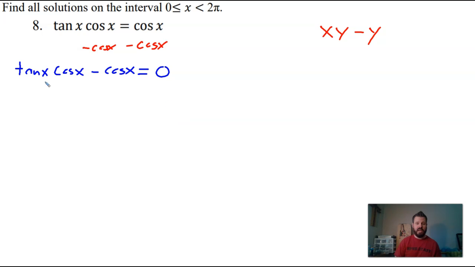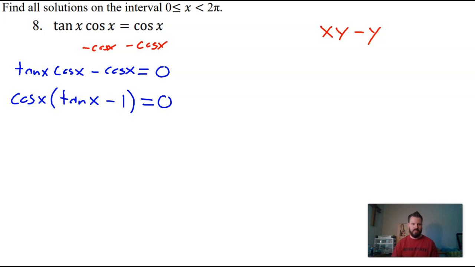So what can I factor out here? Well, that's a cosine x. I can rewrite this as cosine x times the quantity tangent x minus 1 equals 0. And if I ever want to make sure my factoring worked, I'll just distribute things back in. Cosine x times tangent x gives me tangent x cosine x, which we had up top. Cosine x times negative 1 is just negative cosine x. So since it distributes back out, I know I factored things correctly.